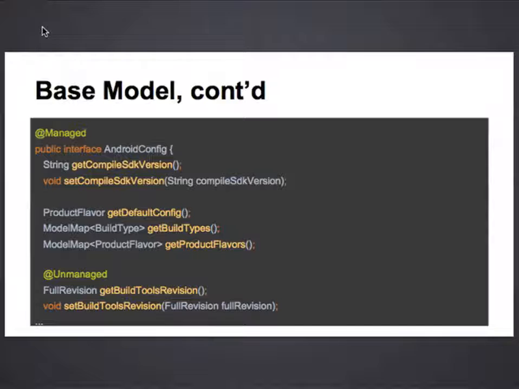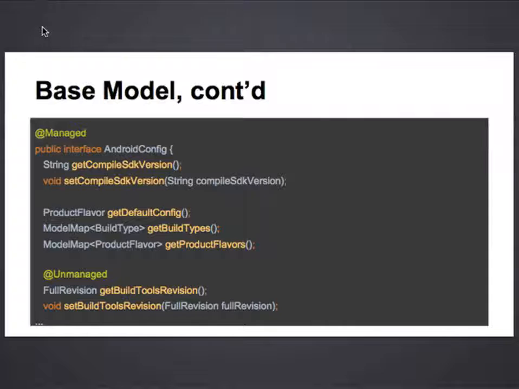Here we use the collection, the model map, which allows us to manage those collections. If you dig into the product flavor and the build type, you'll see that it's also a managed interface. And then we have a whole bunch of unmanaged stuff, actually. We want to get rid of them at some point. There are various reasons why we have them.